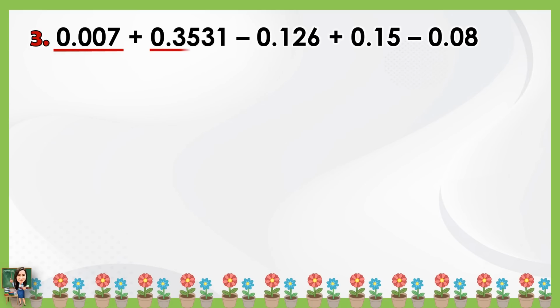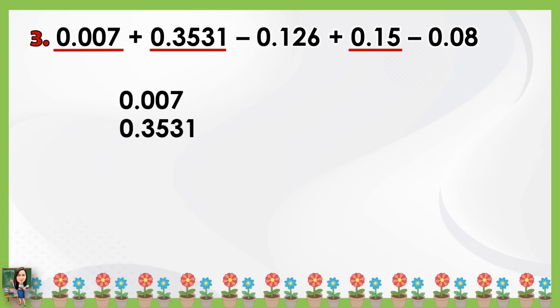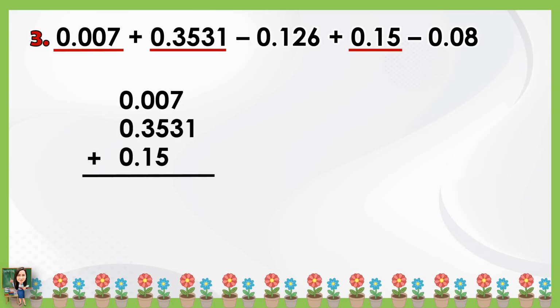Let's add first the following decimal places. 7,000ths plus 3,531 10,000ths plus 15 hundredths. Then insert zeros in empty decimal places. Next, add. 0 plus 1 plus 0 equals 1. 7 plus 3 plus 0 equals 10.